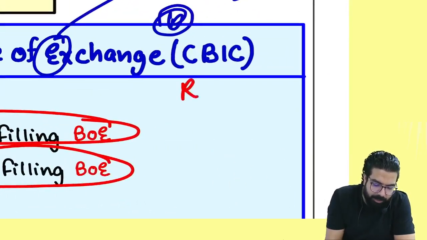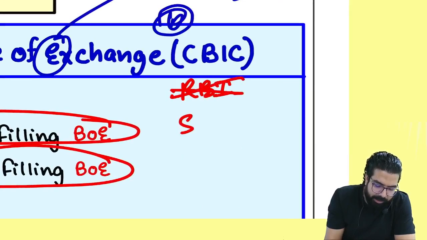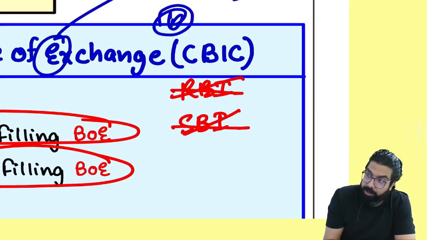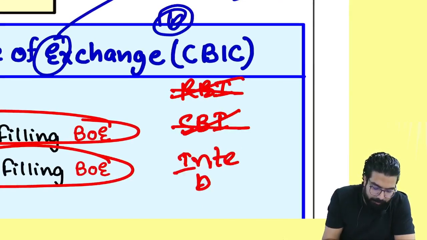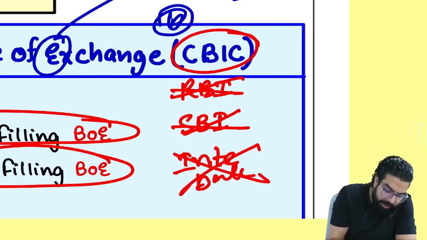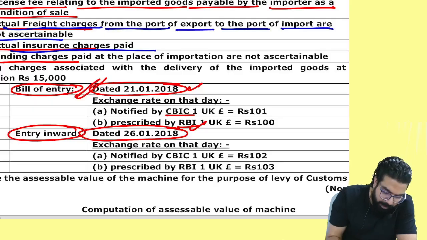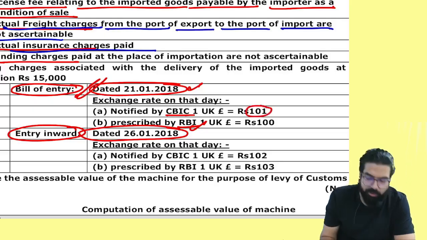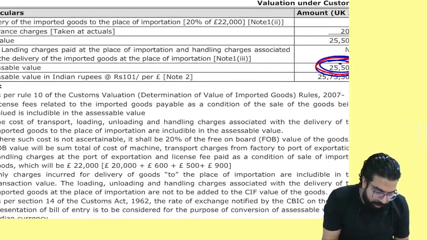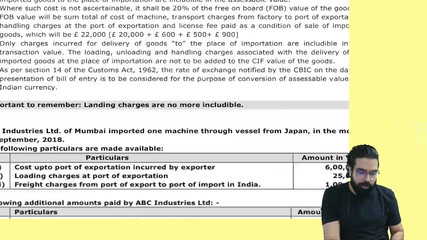Remember, in the exam they may give you RBI. Don't take it. They may give you SBI. Don't take it. They may give you interbank. Don't take it. Take only the CBIC rate. Everyone, you will take the CBIC rate 101. You see in this question, they have taken 101. Is my point clear to all?